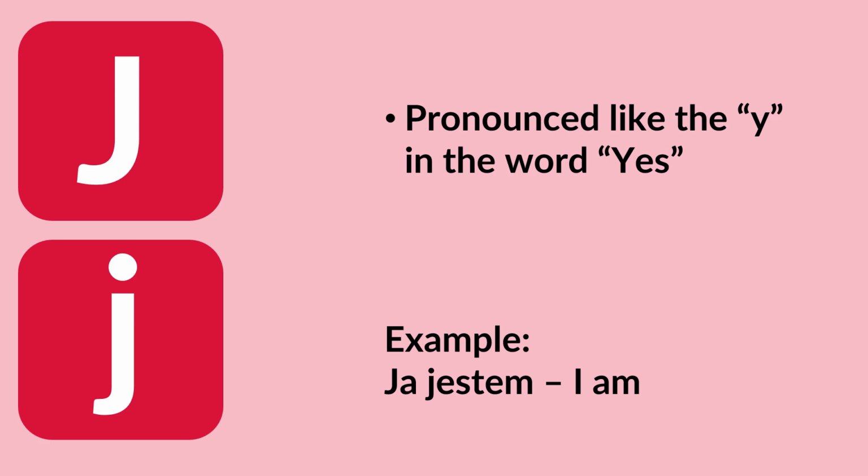The letter J in the Polish language is pronounced as y, which in the English language would sound like the Y in the word yes. An example of the letter J being used in a word is ja jestem, which translates to I am in English.